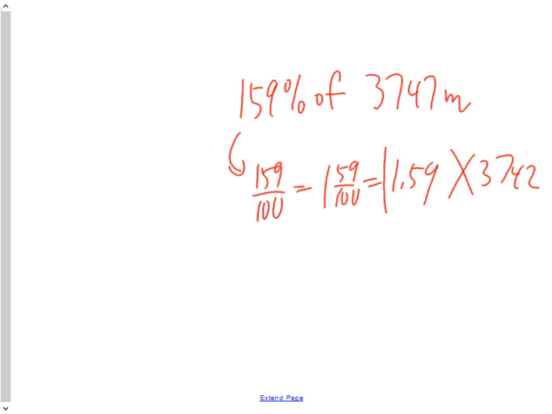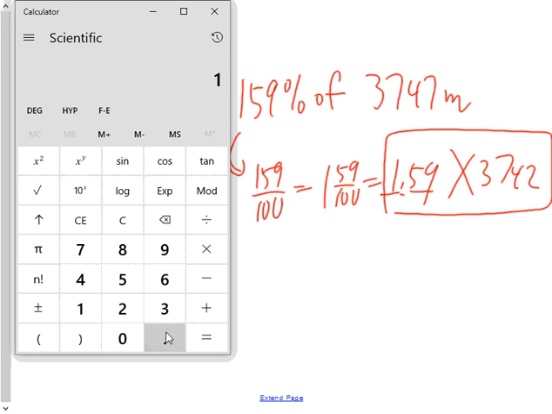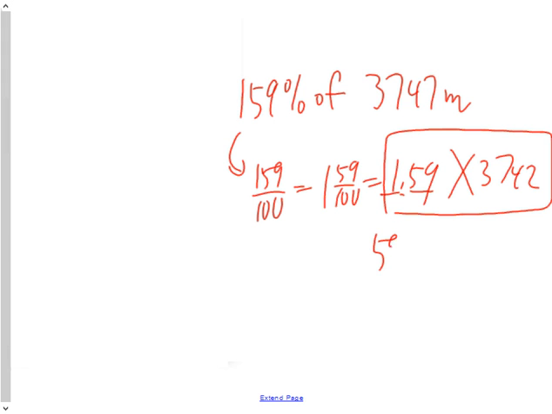So therefore, to get my answer, 159%, use my calculator, 159% of 3747 is 5957.73 meters. I think it says rounded to the nearest. No, it doesn't say rounded at all. But that would be how many meters tall Mount Logan is.